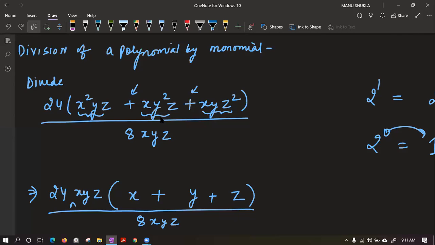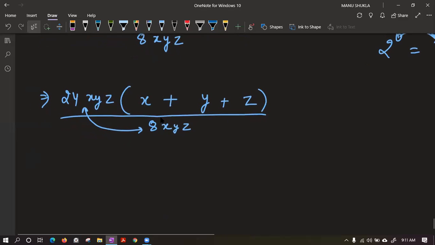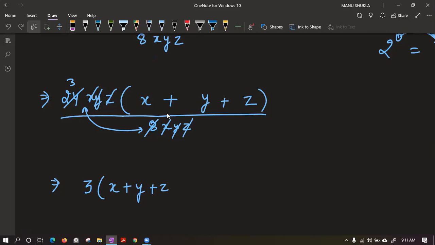Now here all are multiplying, and here all are multiplying. Can we divide them now? Class, can we divide them now? Yes, now we can divide them. Z and z cancel, y and y cancel, x and x cancel, and 8 3s are 24. So the answer is 3x plus y plus z. This is the answer. Very good, Vardhan. Correct.